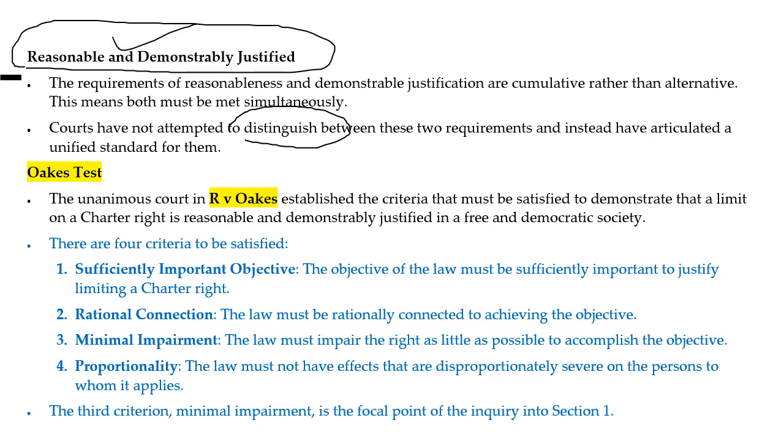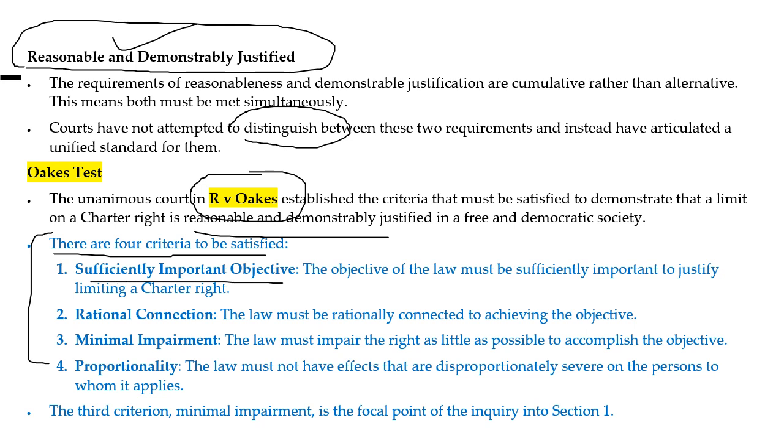So now the main important thing, when you are performing the Oakes test. In R versus Oakes itself, four important criteria came up. The court says that if you want something to be reasonable and demonstrably justified in a free and democratic society, it has to pass these four criteria. First, a sufficiently important objective: the legislation in question, its objective should be sufficiently important to justify the limitation on a charter right.